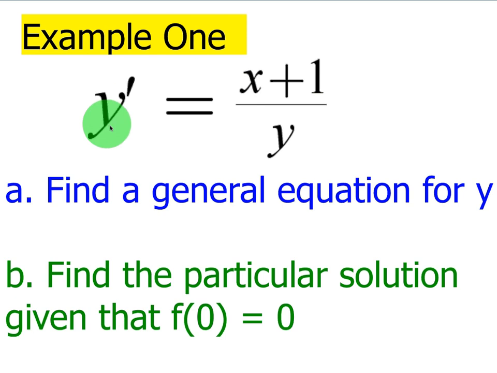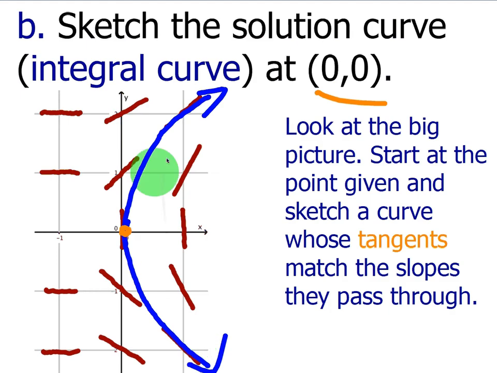Example number 1 says y prime is equal to x plus 1 over y. Part A says to find a general equation for y, so y equals something, right? And then part B says to find a particular solution at (0, 0), or given that f of 0 equals 0. So again, ultimately what we want to figure out is the equation for this curve. But first off, we're going to find a general equation.